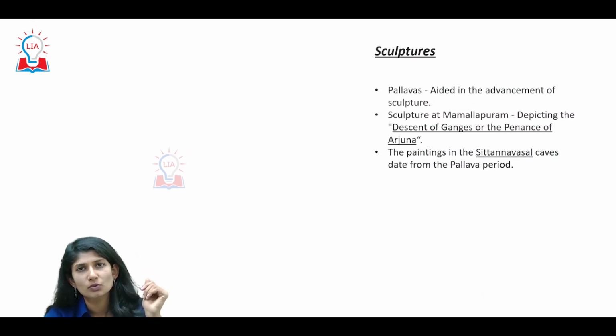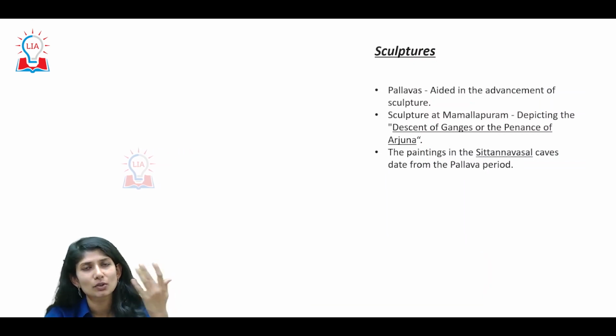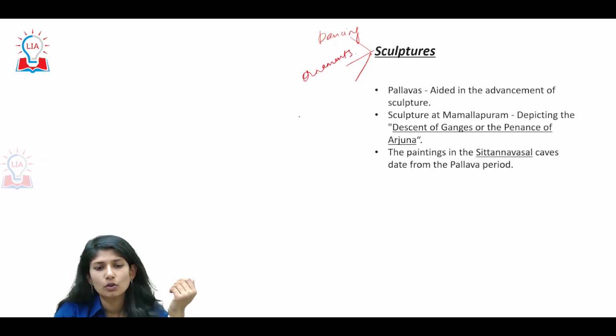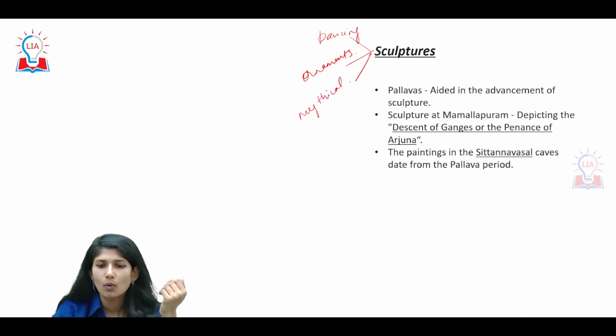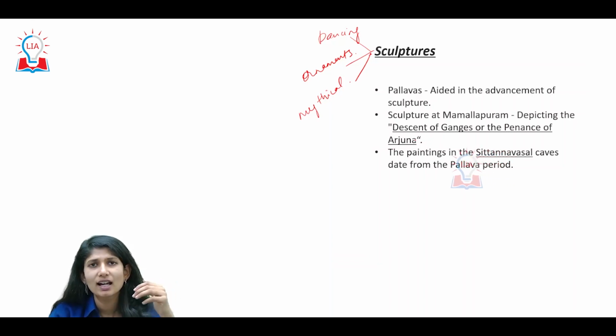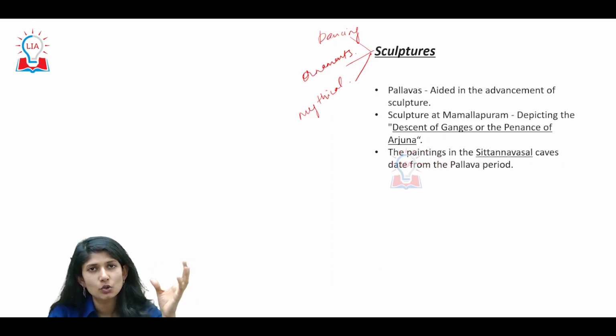Now, as we've been speaking about the sculptures, what we've spoken about until now is that dancing sculptures are a lot. Also, they wore a good amount of ornaments. They could also be mythical figures, other deities. One more thing is the sculpture of Mamallapuram, like we've discussed before, the descent of Ganges or penance of Arjuna. These things showcase a story. Even the sculptures showcase a story as to what it means.